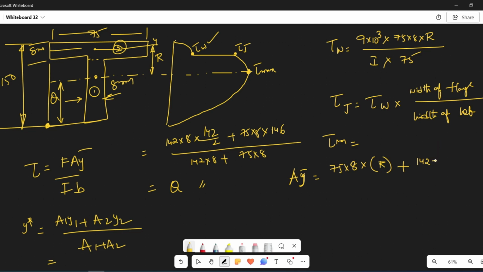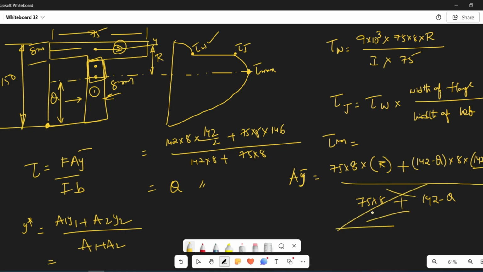(142 minus q), whatever value you get, into 8, into (142 minus q) divided by 2, because this one will have its own CG, and the moments of this area about its CG have to be taken. Now multiply it with the AY, sorry for that.